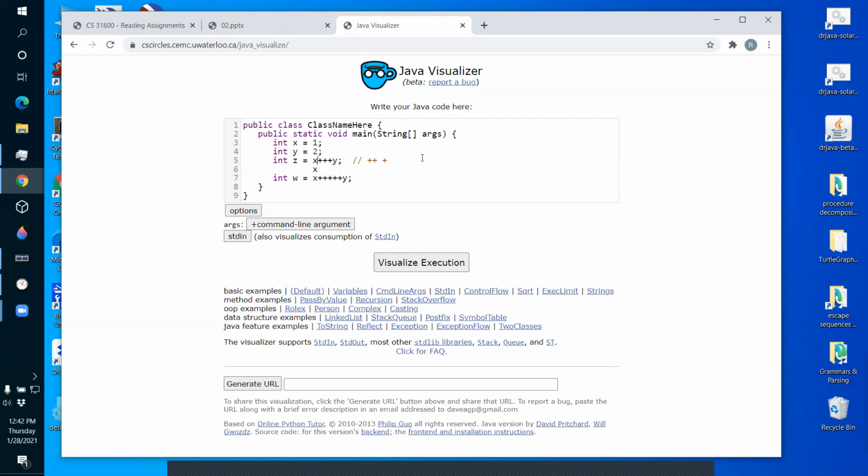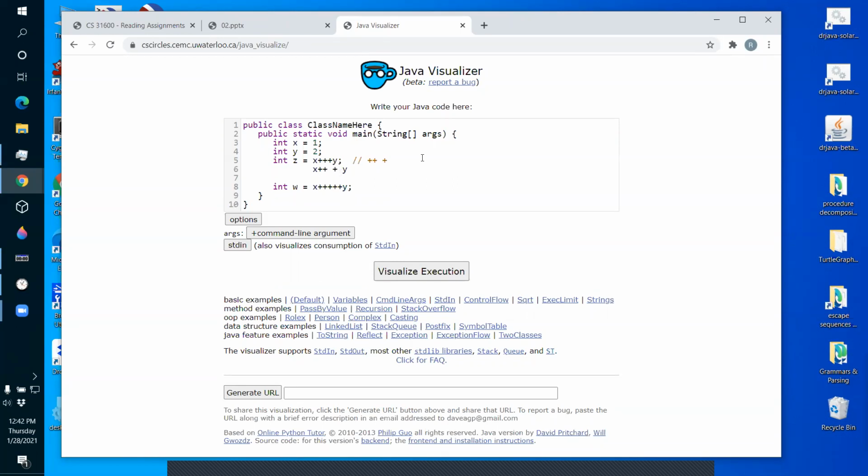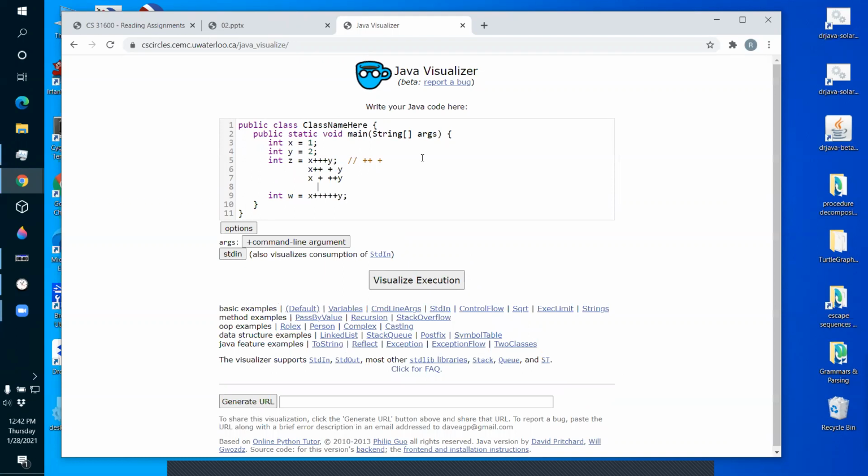One way to do it would be x, plus plus, plus, y. Another way would be x, plus, plus plus, y. Here's another way it could be broken up into tokens: x, plus, plus, plus, y.